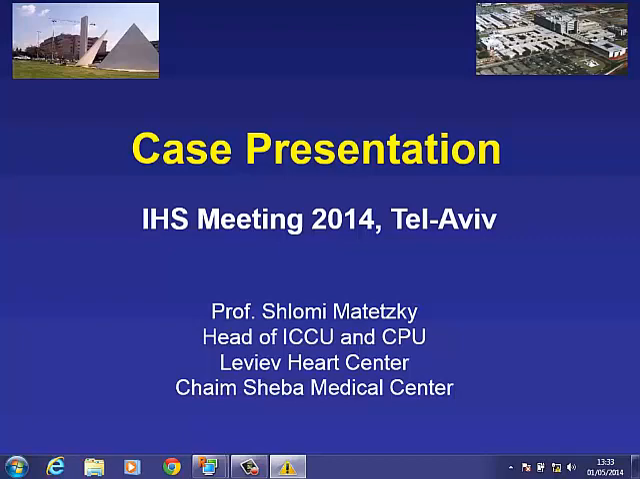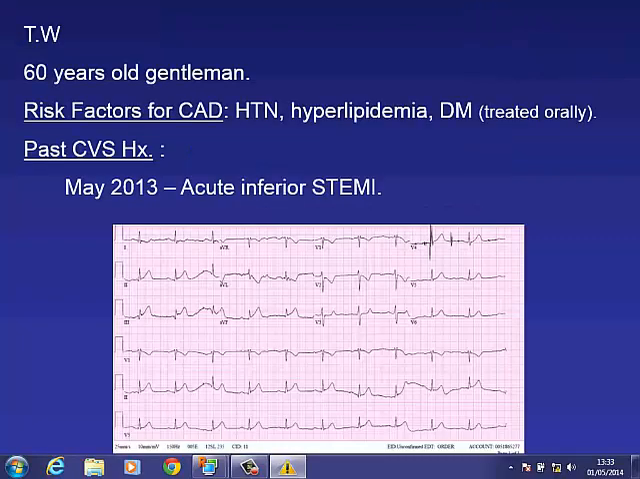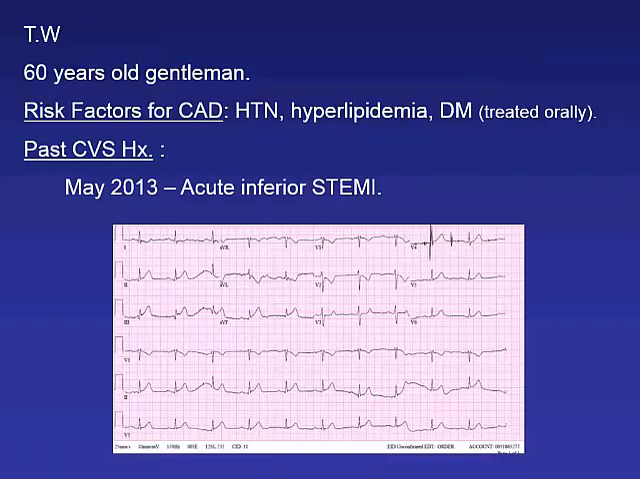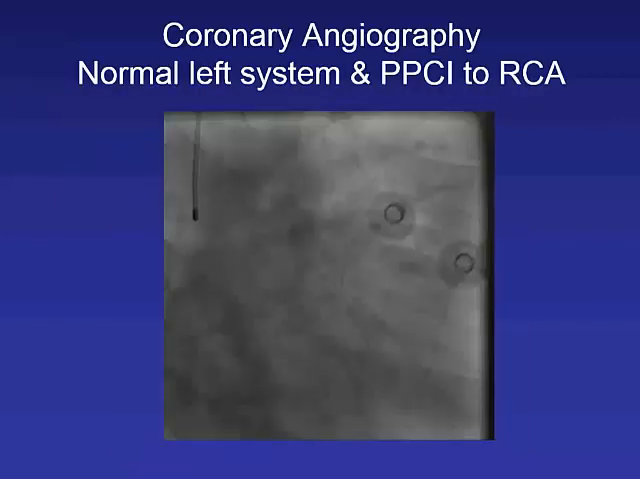Okay. So TW is a 60-year-old gentleman. His risk factors for ACS include hypertension, hyperlipidemia, and diabetes mellitus. In May 2013, he was admitted to our department with acute inferior wall ST elevation MI, and here you can see his admission ECG, very clear. The diagnosis is there.